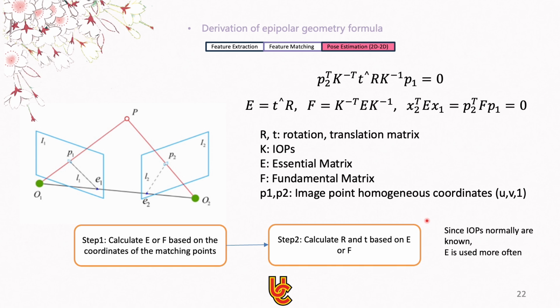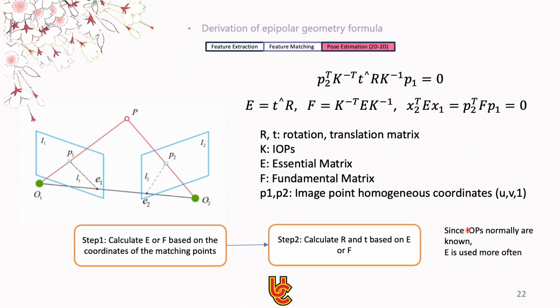There are two steps to calculate the R and T. The first is to calculate the E or F matrix based on the coordinates of the matching points. It can be written by this or this. Step 2 is to calculate R and T based on the E or F.